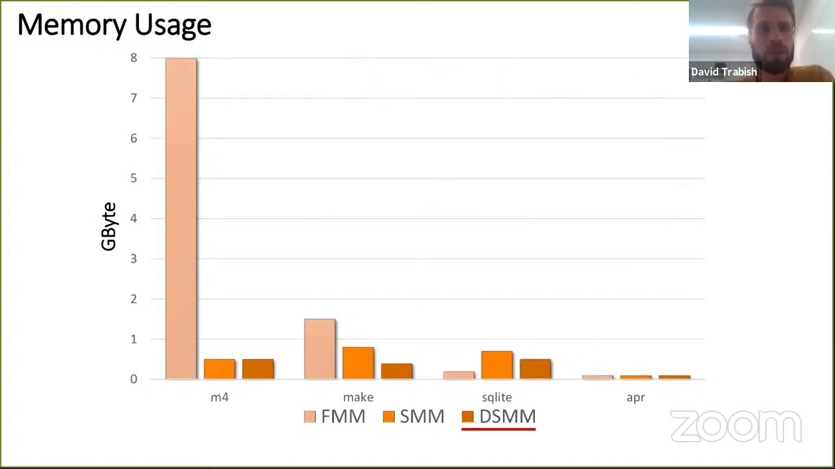Now, in terms of memory usage, we did not observe a significant difference between the 2 segmented models, with a slight advantage for our approach. In M4, for example, the memory usage of the forked model was significantly higher, mainly due to the forking that was caused by referencing symbolic pointers, which is avoided in both SMM and DSMM.